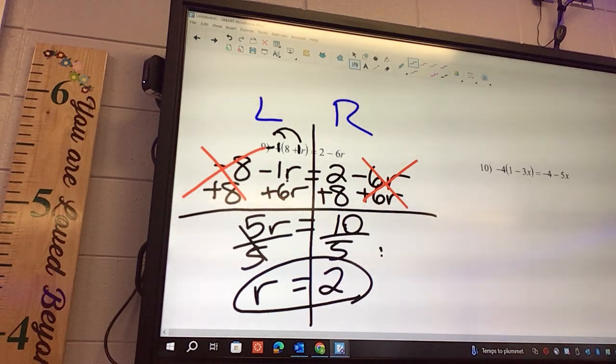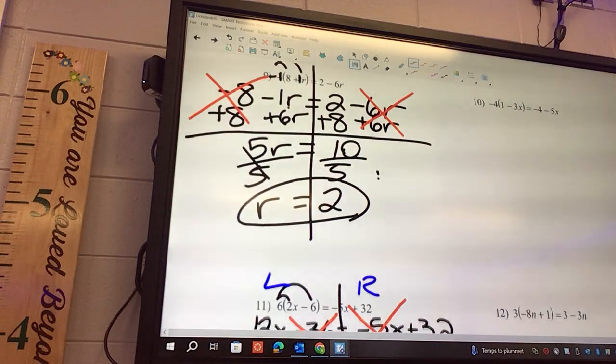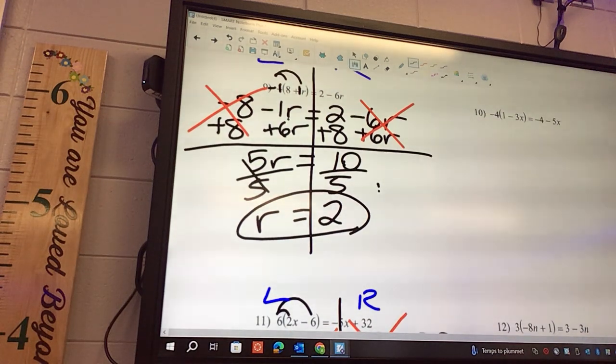Okay, look at number 7. What should we do first? The parentheses, always.